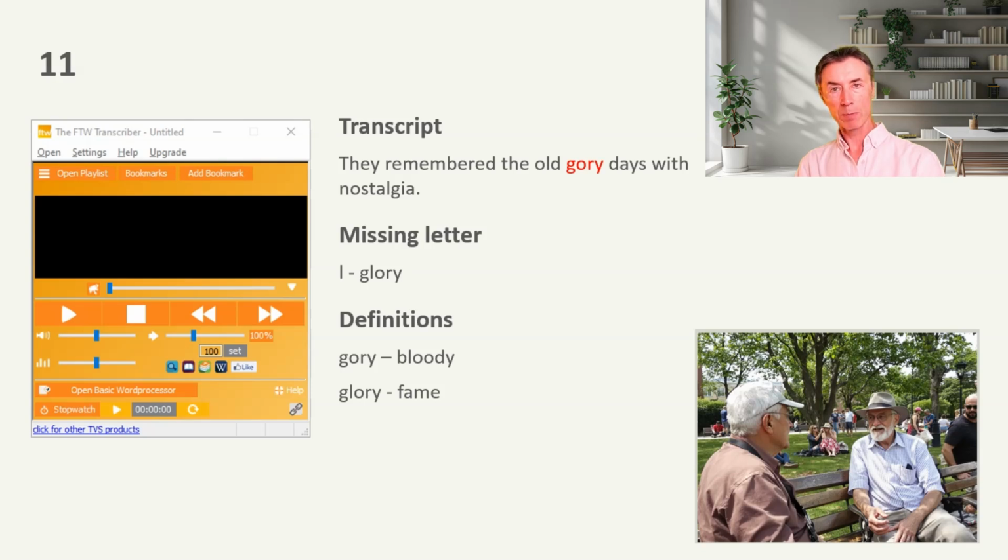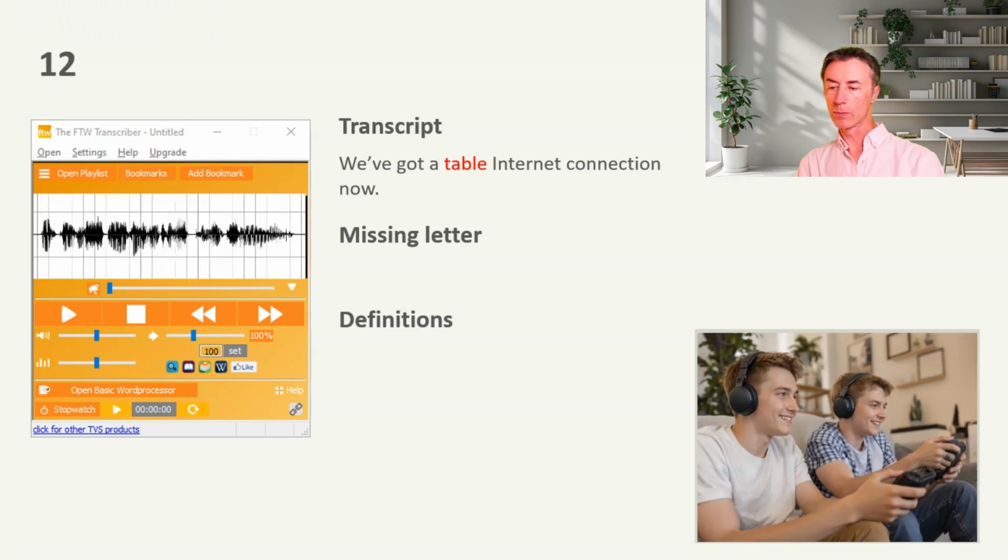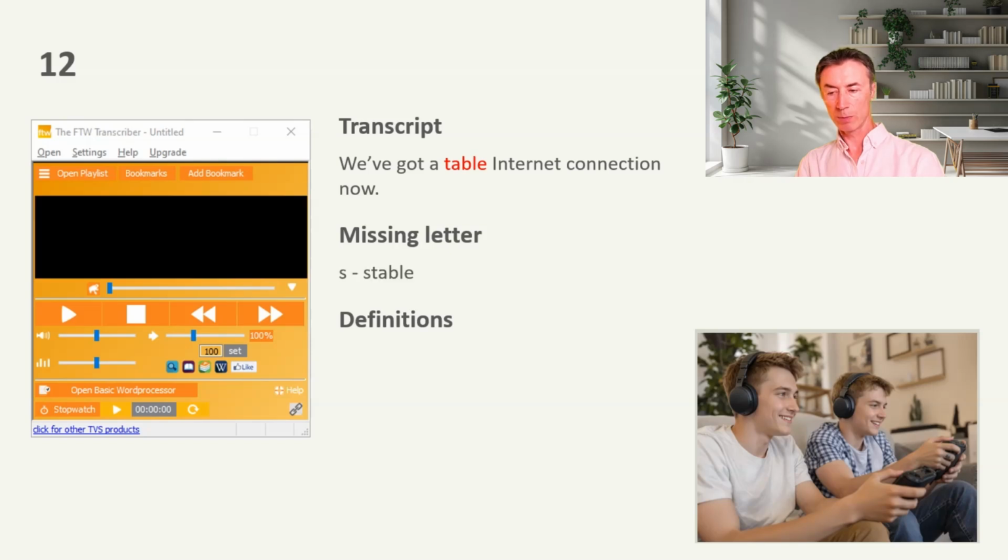Number 12, which word has a missing letter? The answer, table. Which letter is missing? Have a listen. We've got a stable internet connection now. The answer, S, is missing. Table and stable definitions. Table is a piece of furniture. Stable means steady.